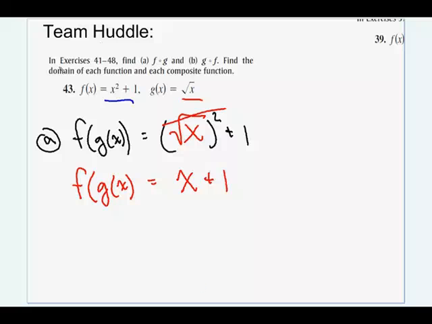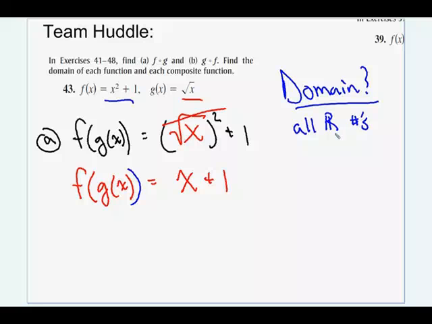Now they're asking us for the domain. Remember, we first look at the final function. The final composed function here, x plus 1, that's just a linear function. So the composed function is all real numbers. But we have to go back and look at the inner function. Our inner function here was the square root of x. G of x was the inner function. What restriction does the square root of x have on a domain? Well, that x must be greater than or equal to 0.